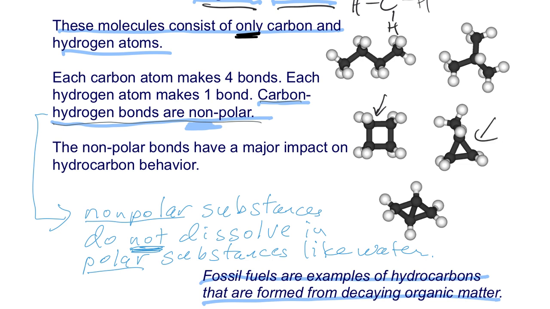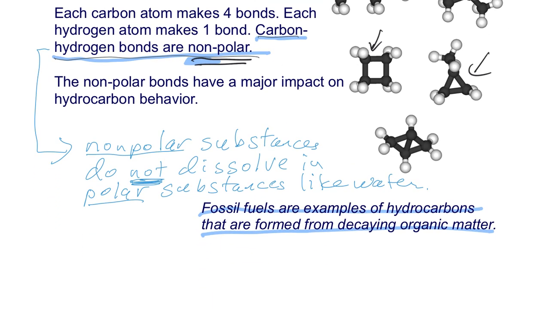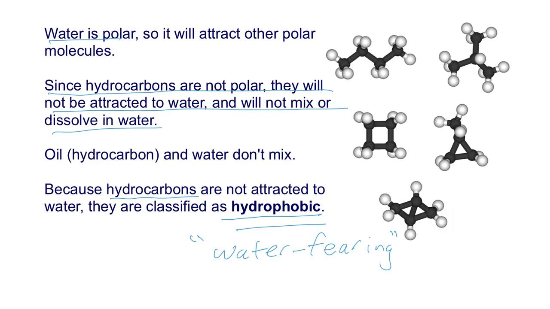The carbon-carbon bond and the carbon-hydrogen bond. These are examples of nonpolar bonds. If a molecule only has nonpolar bonds, it is going to be a nonpolar molecule. A nonpolar molecule does not dissolve in polar substances like we've learned before. It dissolves in other nonpolar liquids or gases. Fossil fuels are examples of hydrocarbons. Fossil fuels like butane gas, petroleum. So oil, which is a hydrocarbon, will not mix with water because water is polar.